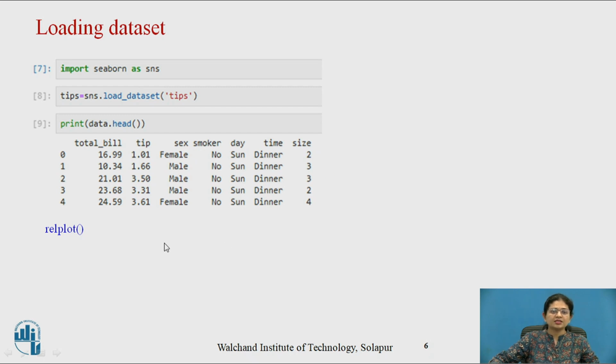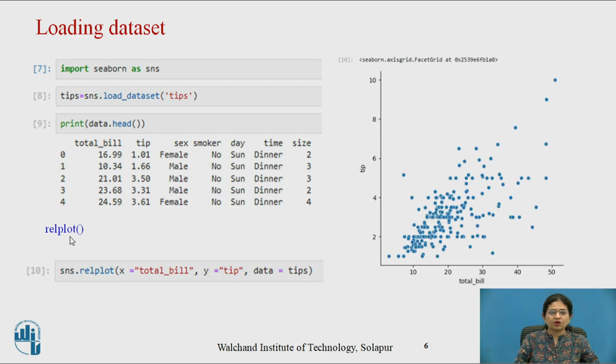Now, if we apply the relational plot on this dataset for two features, like x equal to total_bill and y equal to tip and data equal to tips, look here, the scatter plot is displayed. Now these blue dots are nothing but the elements present in the dataset.